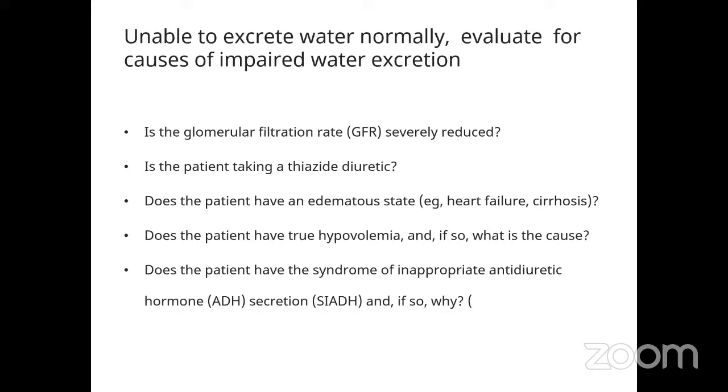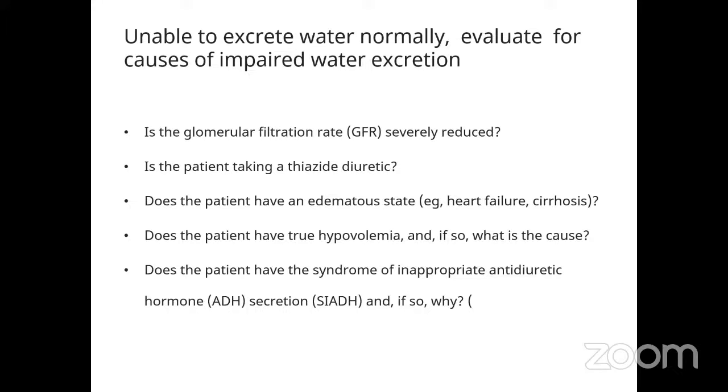Now, when somebody develops hypotonic hyponatremia, it can be due to two mechanisms. One, the kidneys are not able to excrete water normally. This can be due to a reduction in GFR. If the glomeruli are diseased, they cannot filter water, so the water gets retained. If somebody is taking a thiazide diuretic, there is decreased water clearance that can result in hypotonic hyponatremia.